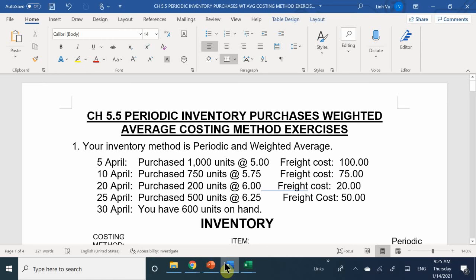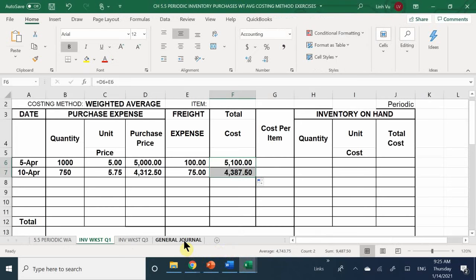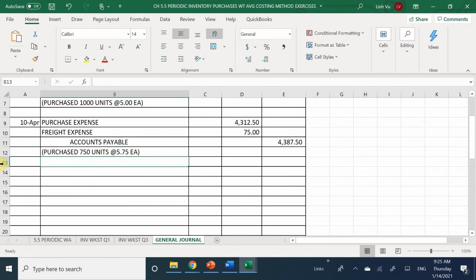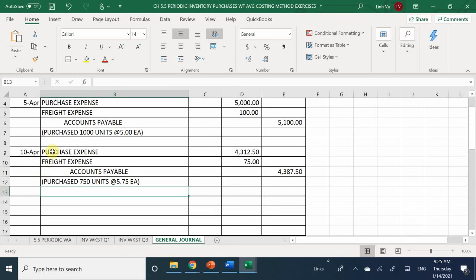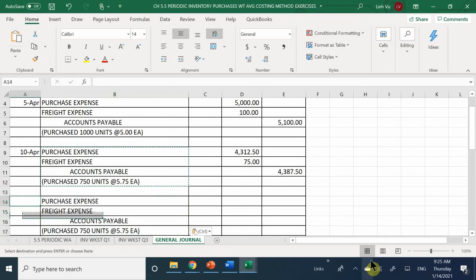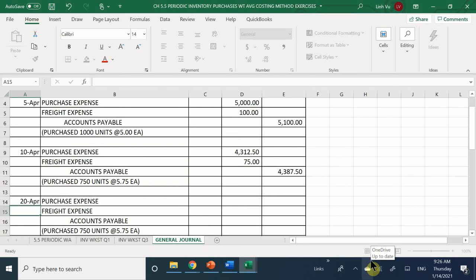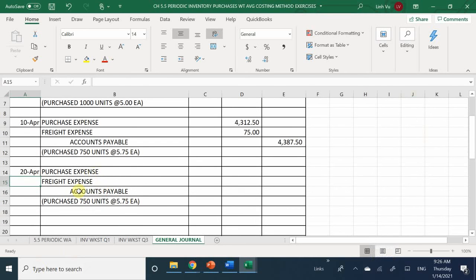On April 20th? 200 units. That's $6. With a freight of $20. So again, first things first is I'm going to journalize this transaction. Because I am utilizing Excel, I'm going to go ahead and actually copy these cells over and paste them right below it. Okay. April 20th? Okay. And then I can make changes accordingly.